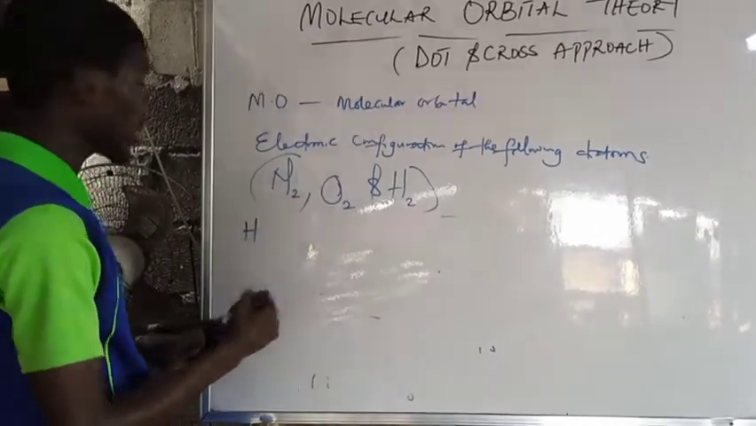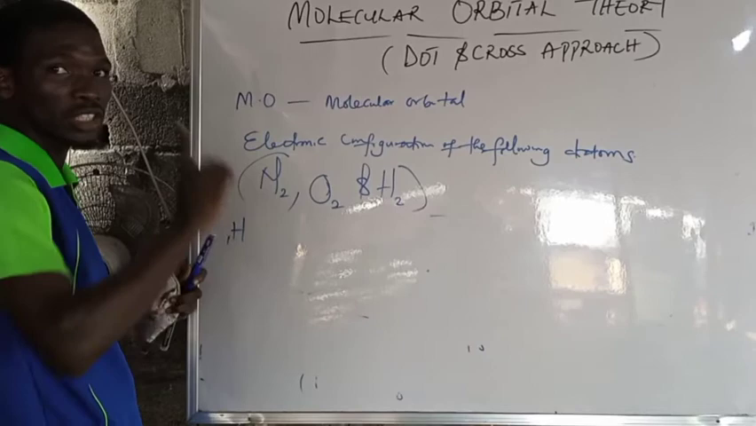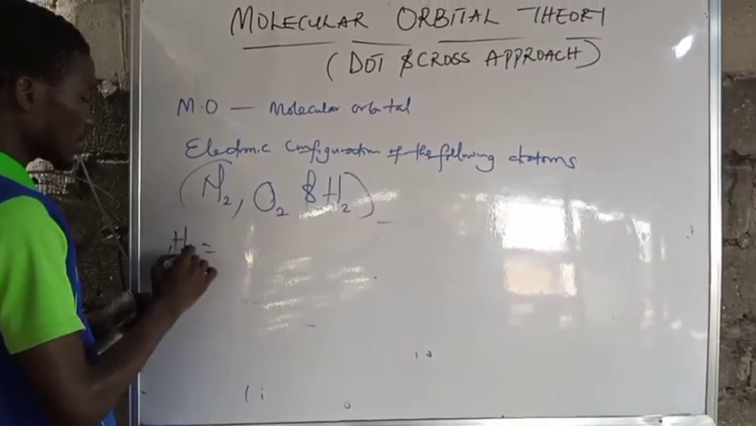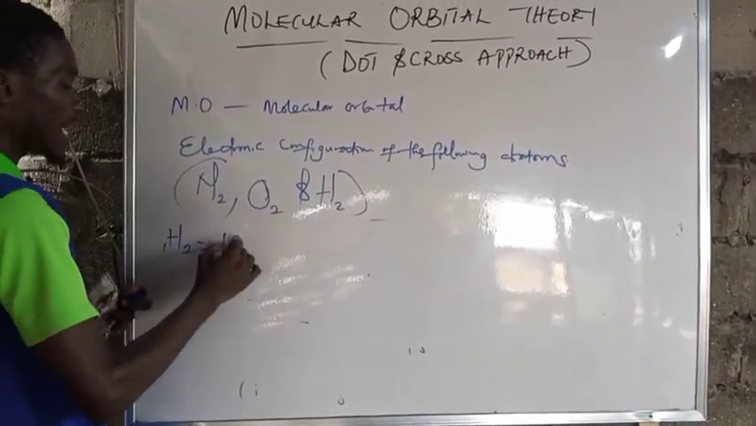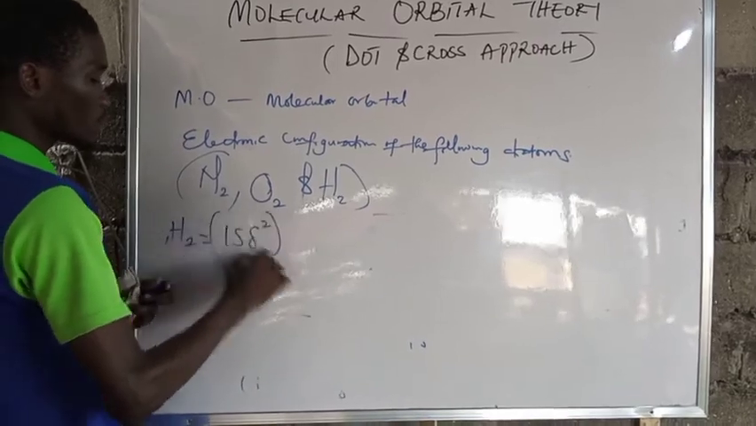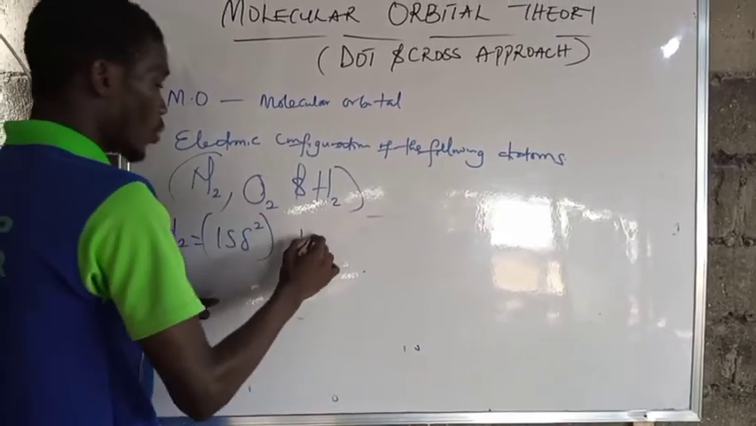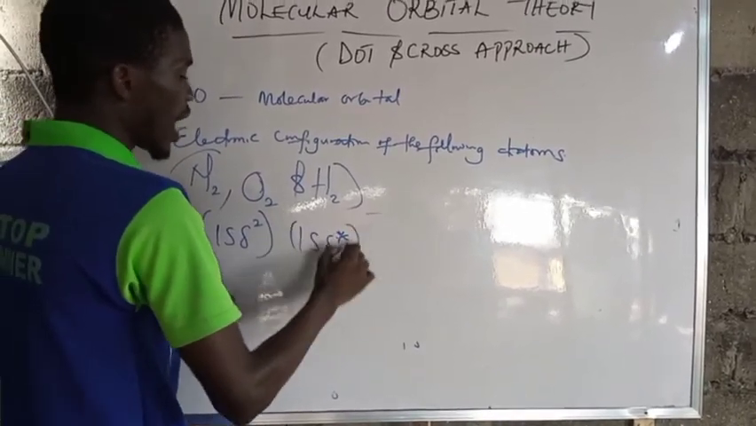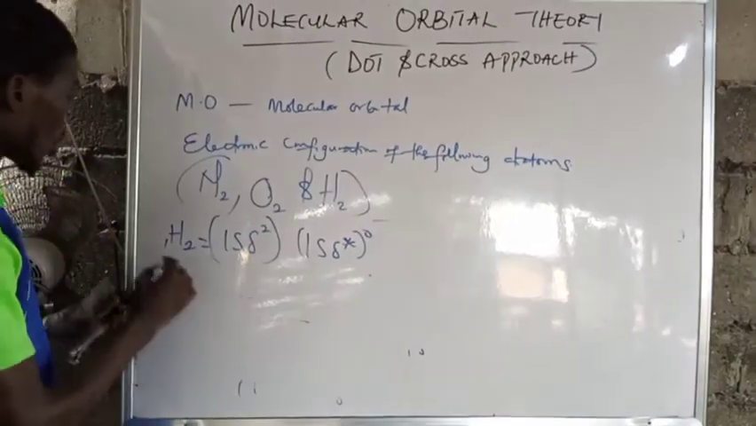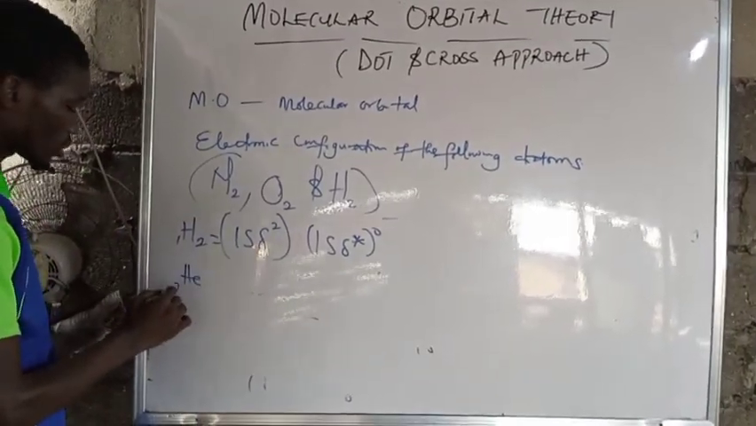According to the first 20 elements, the outer electron for hydrogen is 1. So if it is hydrogen molecule, we have 1s sigma 2, 1s sigma asterisk, we have a 0 here. So for helium we have 2.